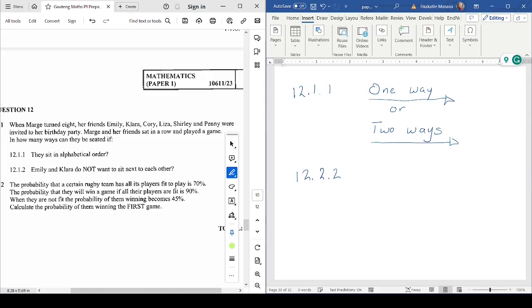12.2.2. Now, Emily and Clara do not want to sit next to each other. Remember, with probability, the maths is easy, but it is the English that is a bit hard. They confuse us with the English. There are certain words that characterize certain conditions. Like, for example, in this one, they say NOT. Whenever you see this word not, they even wrote it in capital letters, that means we are really dealing with the complement.